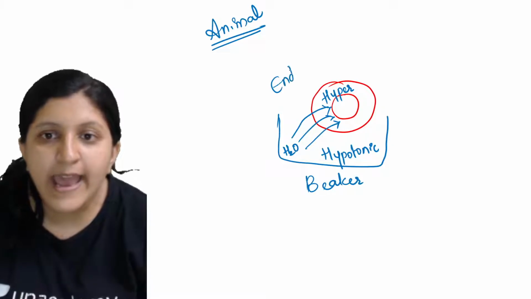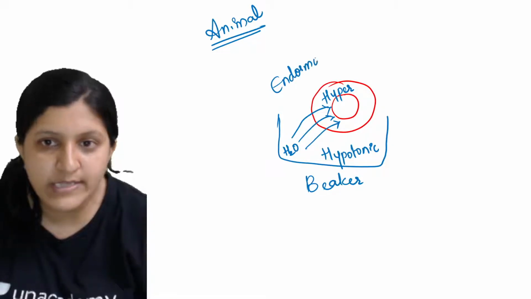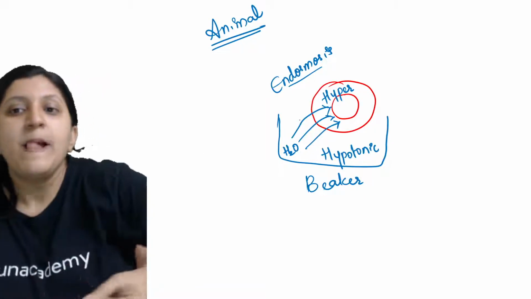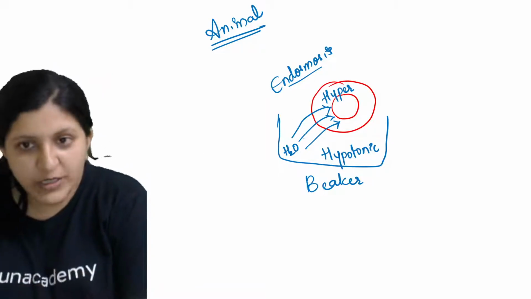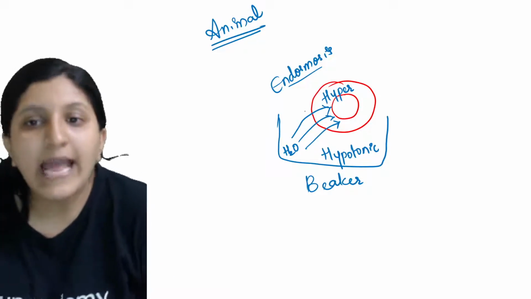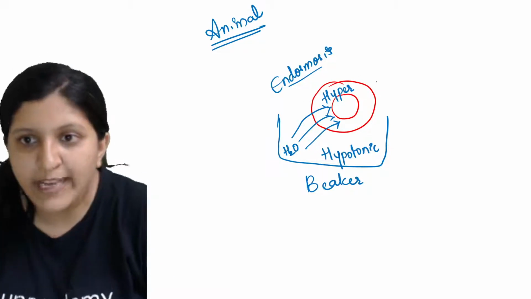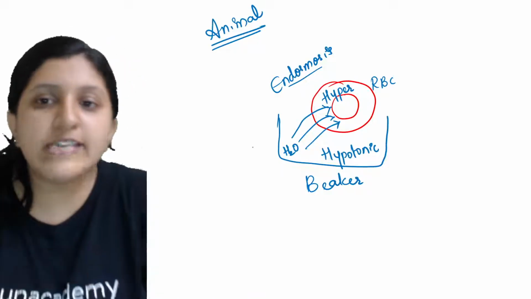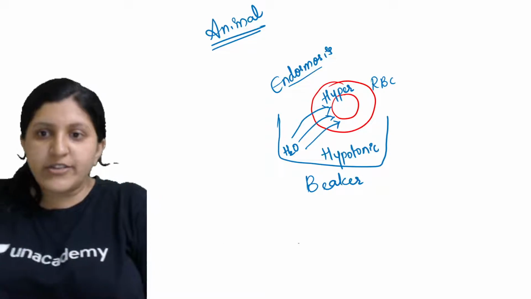So what exactly is happening? There is an endosmosis process. Why do we call it endosmosis? Because the movement of water is inside, from outside to inside, and that's the reason we call it endosmosis. And this cell is basically the RBC itself. Okay, same way now, if we have to mention exosmosis.